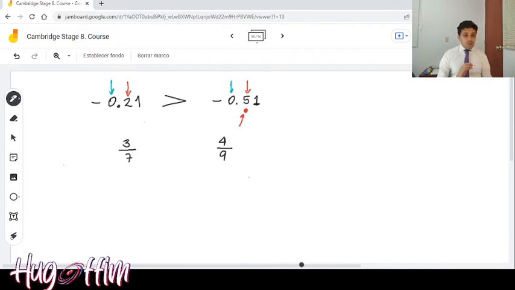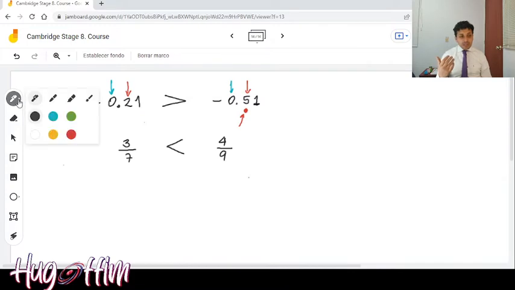So what is the idea here? What I'm going to do is assume that one of them is the highest or the greatest, and then I'm going to test if my assumption is correct or not. So for example, I'm going to say that 3/7 is less than 4/9. Now I'm going to apply cross multiplication.